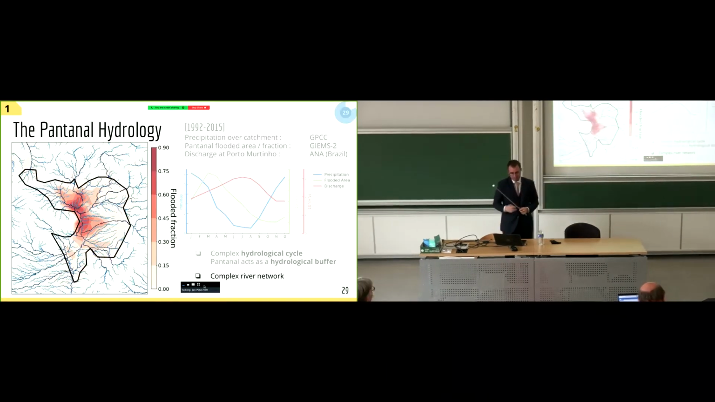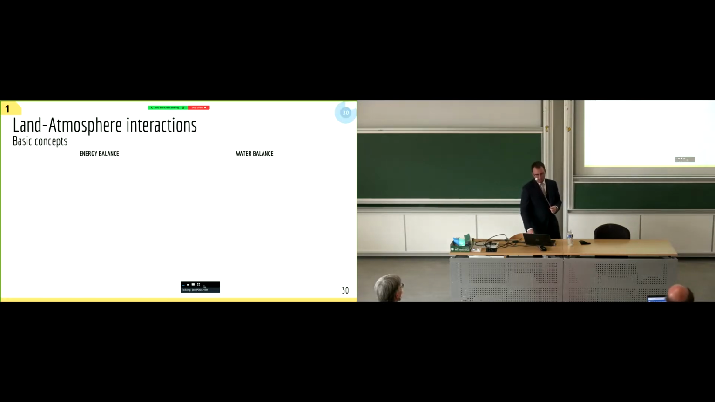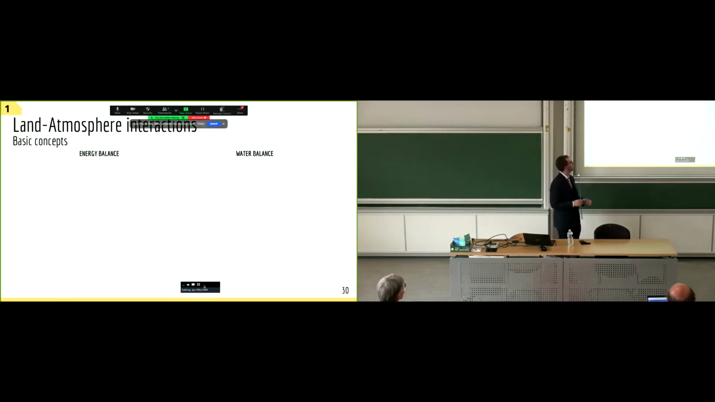Then it's a very flat region, so this leads to a complex river network that you can see illustrated here, and in red you can see the flooded fraction. These flooded areas are important for land-atmosphere interactions. This is why I will give you some basic concepts about these land-atmosphere interactions. Basically, this can be studied using two balances, the energy balance and the water balance.